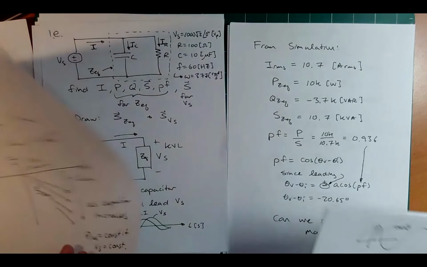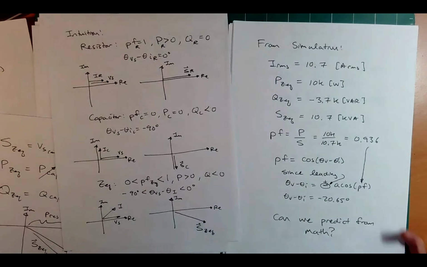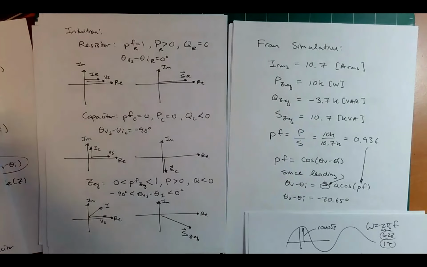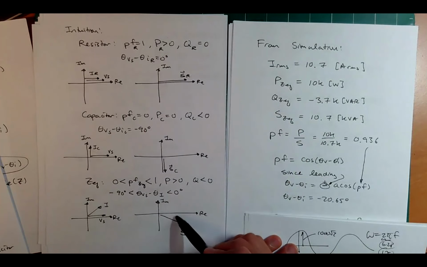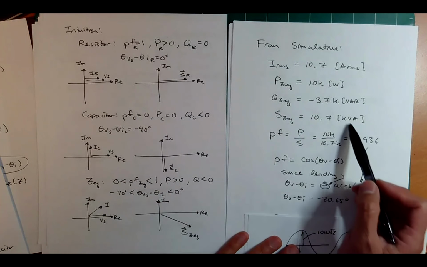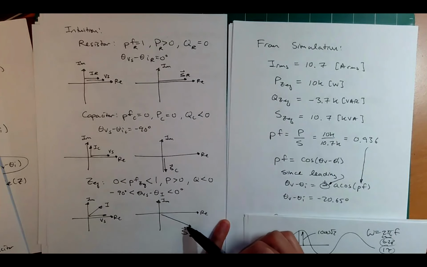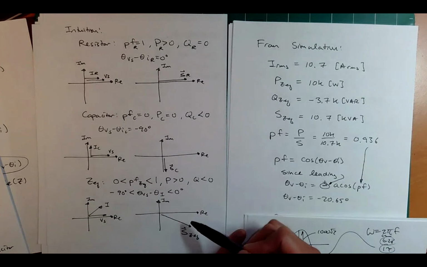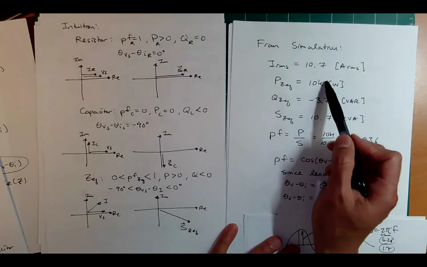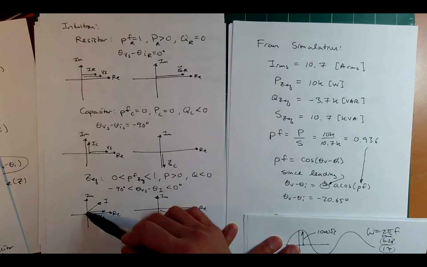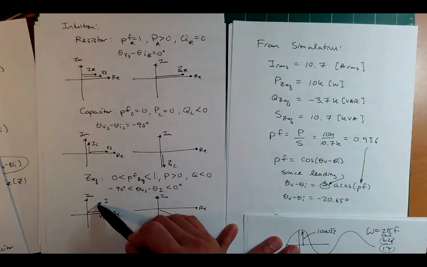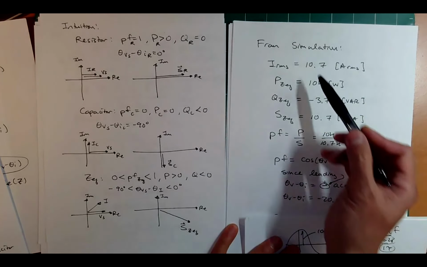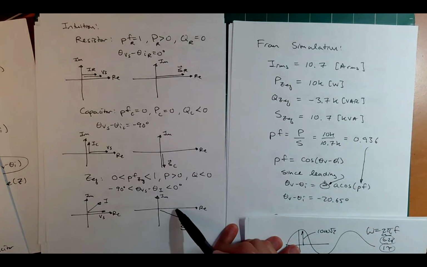Okay, so does that make sense? Let's look at our situation here. Are these numbers that came out of the simulation matching what we predicted? Look at this. That means this minus 20.65 is this angle here. That means this 10.7 kilovolt amps is this length here. That means this minus 3.7K is this length here. And that means this 10K is this length here. The length of VS is the 1000 volts RMS, and the length of IRMS is 10.7 amps RMS. Good. What should we expect for the angle of I? Well, we probably would expect a positive 20.65, by the way.